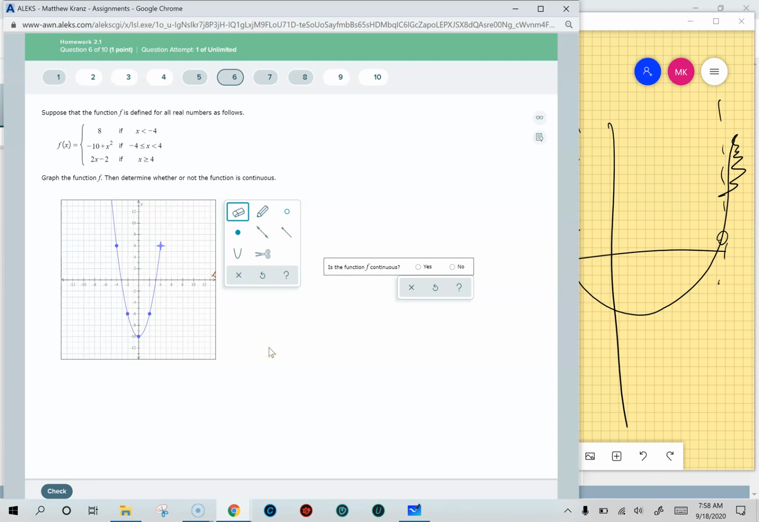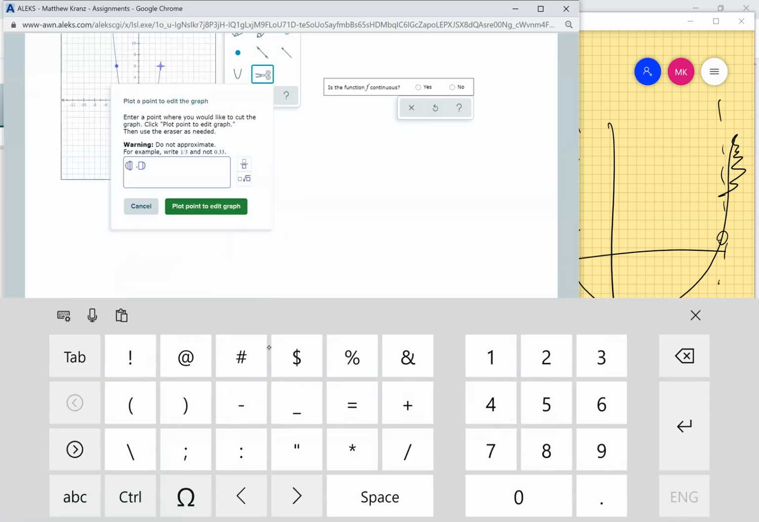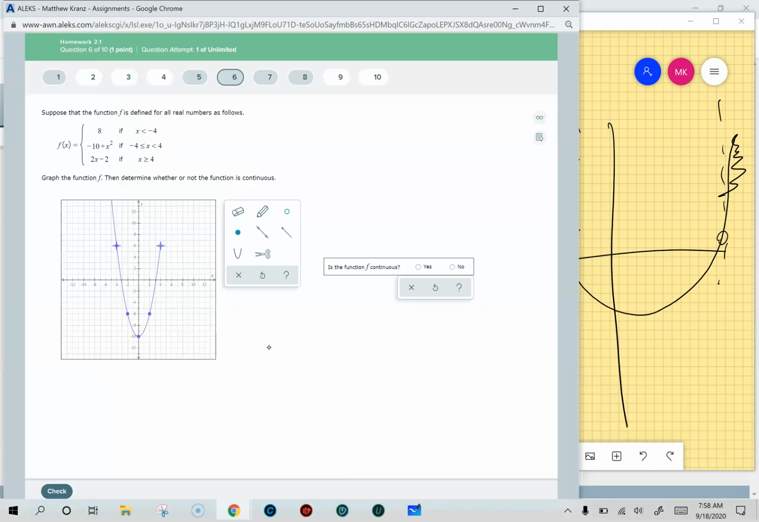To do the other one is negative 4, 6. And I hit plot to edit graph. Now you see how there's a little mark on that point. So now I can go ahead and erase that. And then I can go ahead and graph the rest of my piecewise function.